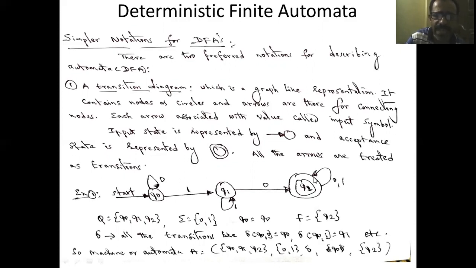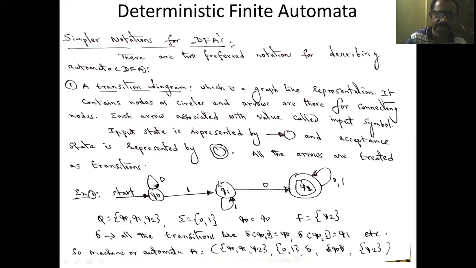This particular diagram is designed based on conditions and language nature. We will see in the designing part how we can design a DFA, and after designing a DFA, how we can construct a transition table. So this is one way of representing a DFA, that is the transition diagram.